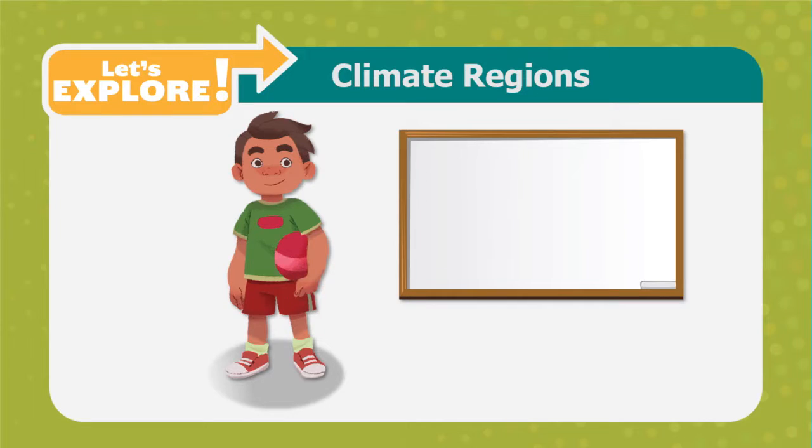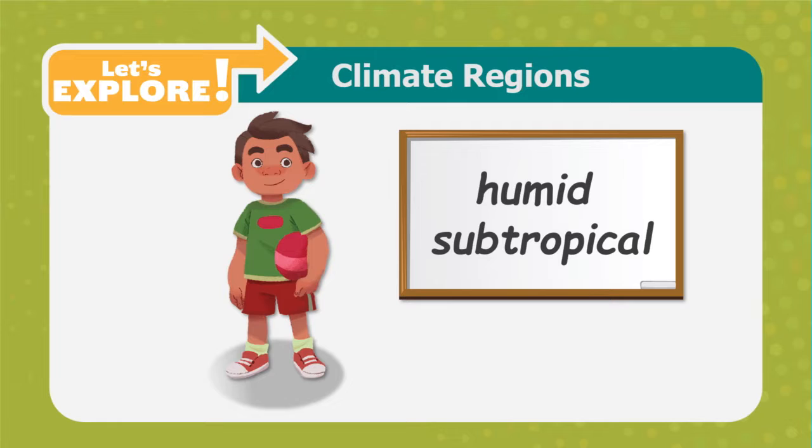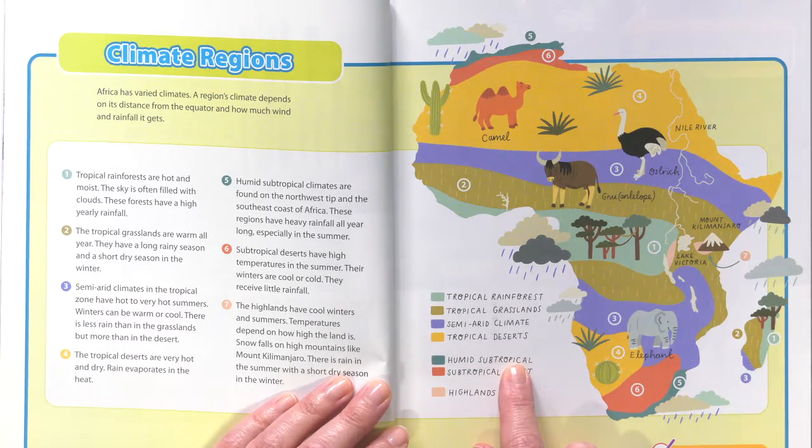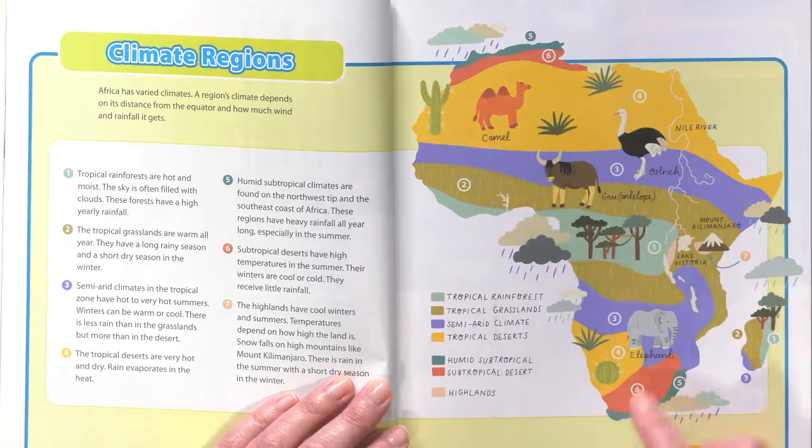Let's just review the things that you've read about these climate regions, and we'll have the Heritage Kids help us. Which region gets lots of rain all year long? This region you'd find on the northern tip and the southern tip of Africa. Martine, which climate region is that? Humid subtropical, right. Let's see if you can find that on your map. Humid subtropical right here, this dark green color, and I see it, the northern part and the southern part of Africa.